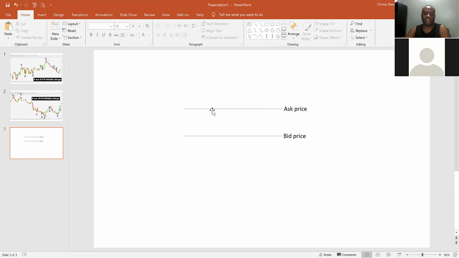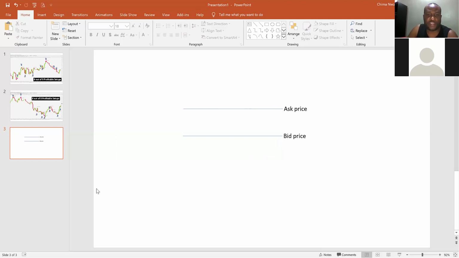Every single asset has these two prices, just like in a bank where you want to go and exchange currency. There's always the ask and the bid. You buy at the ask price. The person trying to sell to you is asking for this price, so you've got to pay this if you're buying it. And the bid price is the price you sell at.